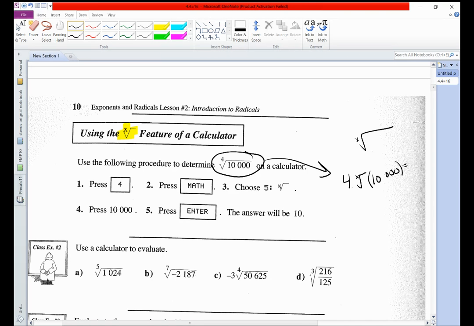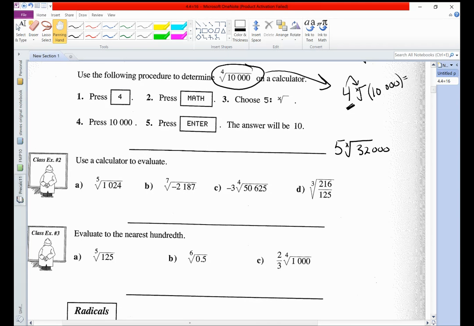So what's happening is that the number you put first is getting subbed into where that x is. So if you wanted to do the 5th root, you would type 5 and then your x root button and then whatever you wanted in there, 32,000. I don't know, I just made that up. So use your calculator, try to evaluate some of these. I'll let you figure that out. It's just typing into your calculator, so you should be good.